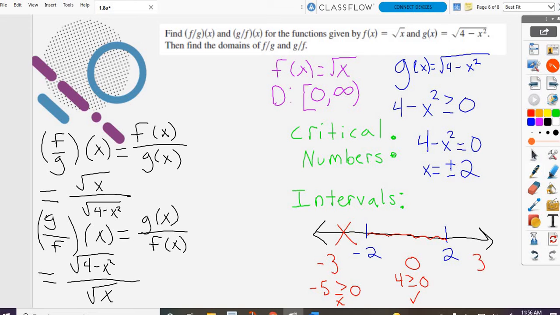Positive 3. Well, if I plug it in, 3 squared gives us 9. 4 minus 9 also gives us negative 5. So we end up with another false statement. Yes? So the only part that ended up making it work was the stuff that was in between.